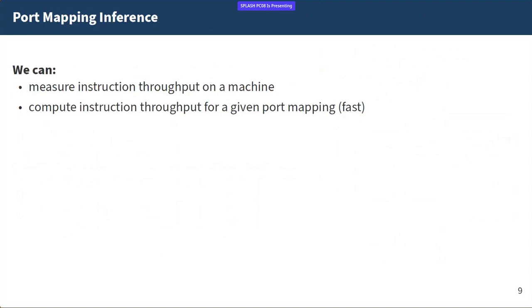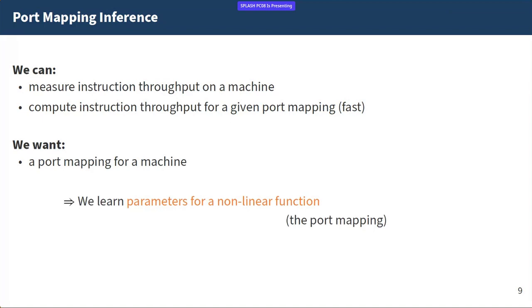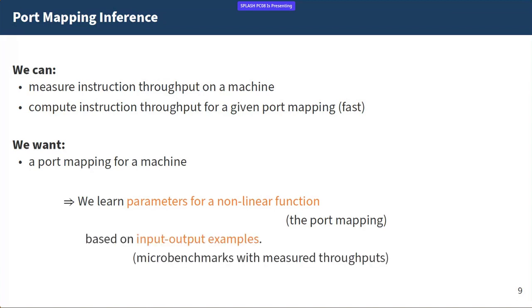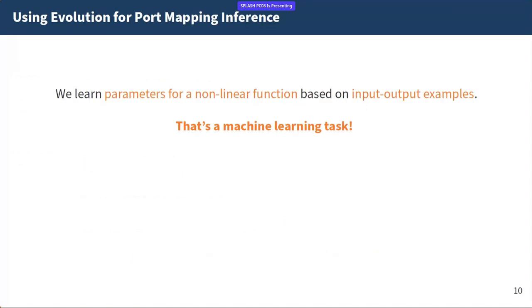So what we can do is measure the instruction throughput on the machine through micro-benchmarking and time measurements. And we have seen that we're also able to compute the instruction throughput for a given, known port mapping rather fast. And what we want is a port mapping for the machine, to which it executes. So in other words, we want to learn parameters for this nonlinear function that decides how instructions are executed on a machine, which is the port mapping, based on basically input-output examples, micro-benchmarks with the measured throughputs. This quite obviously is a machine learning task to some extent.